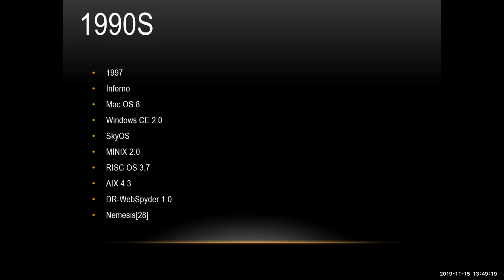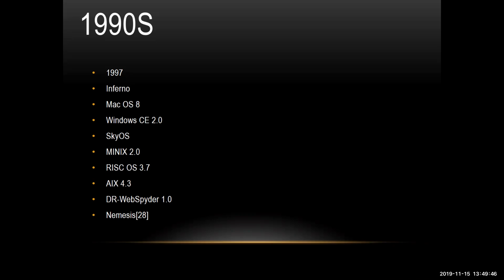And then we also had Windows CE 2.0, Sky OS. The Sky OS is a discontinued prototype commercial proprietary graphical desktop operating system written for the x86 computer architecture. As of January 30, 2009, development was halted with no plans to resume its development.